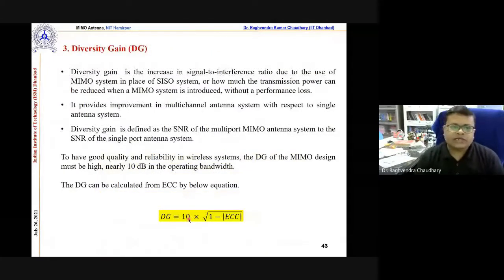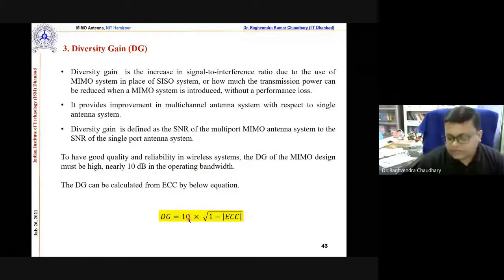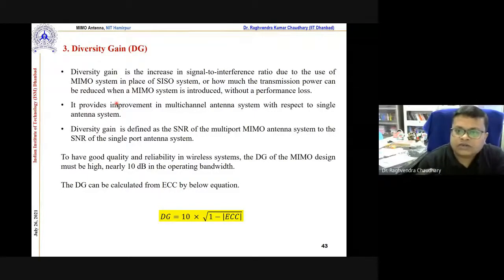Second is the diversity gain. Diversity gain is particularly the increase in signal-to-noise ratio due to the use of the MIMO system in place of a SISO system for transmission, when the MIMO system power is reduced without performance loss. So this is actually a ratio. When we use a MIMO system, and earlier we used the SISO system, how efficient is it.